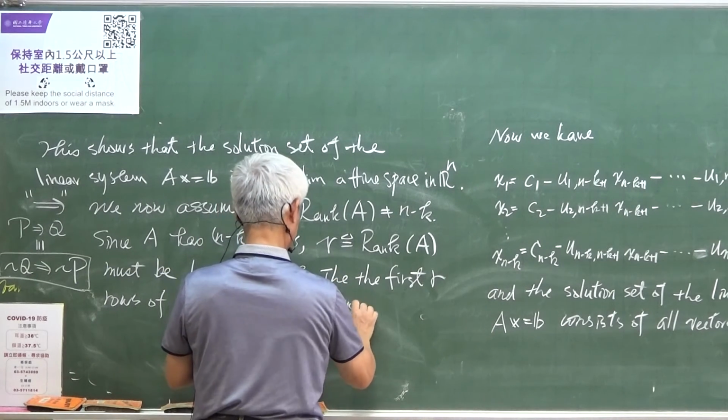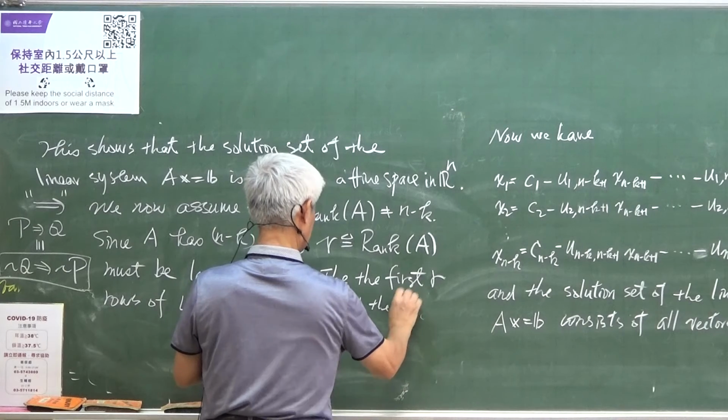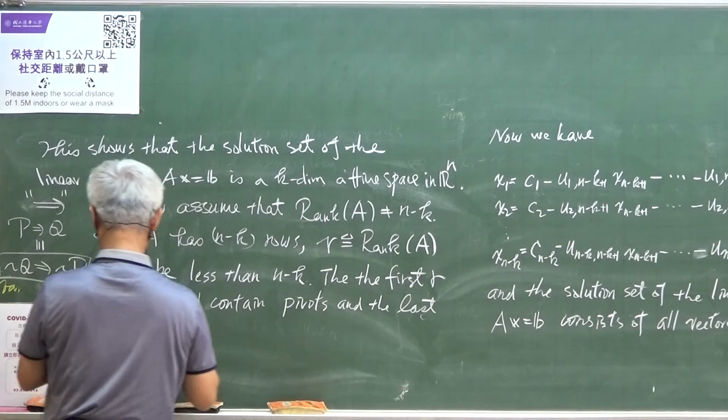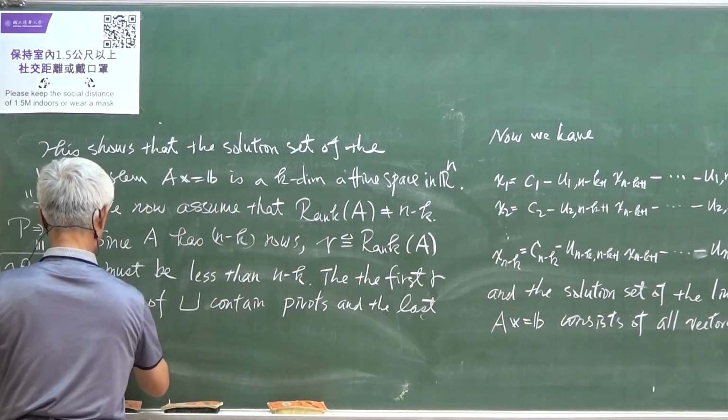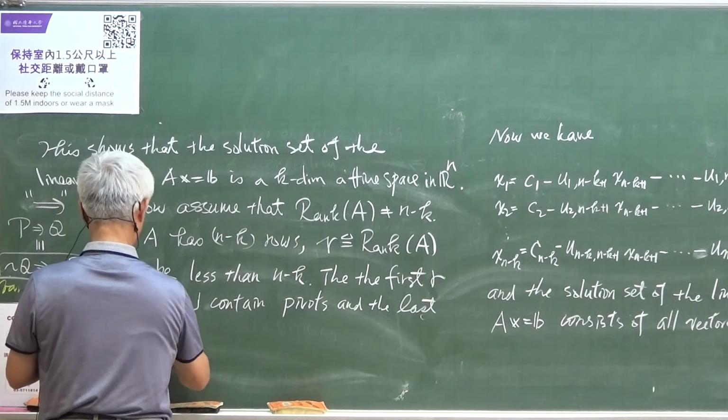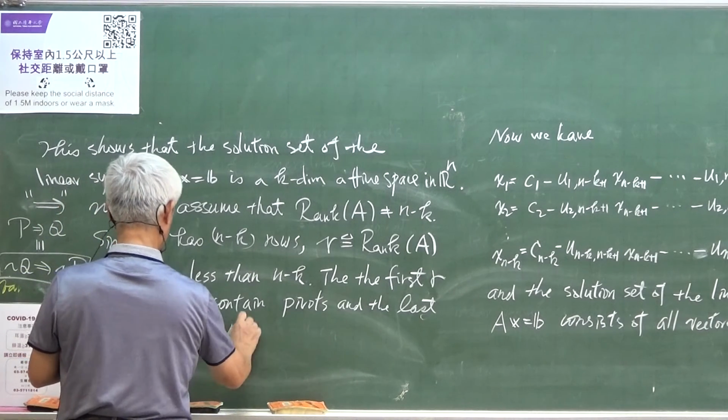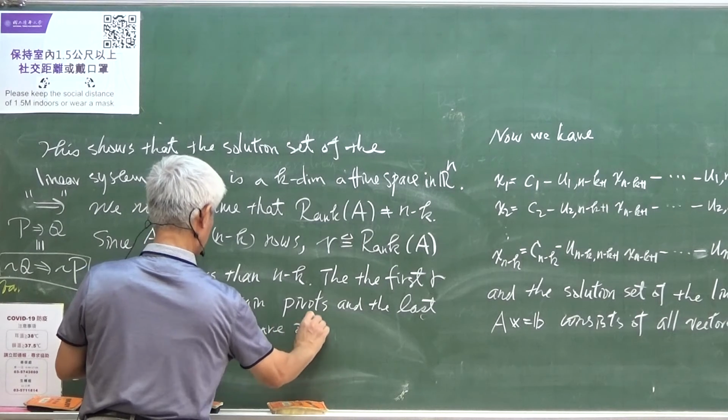And the last n minus k minus r rows of U are 0 rows.